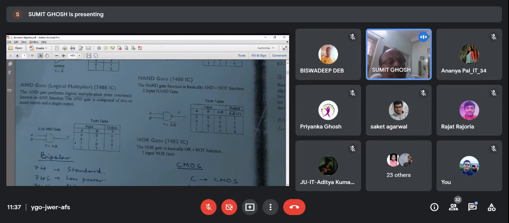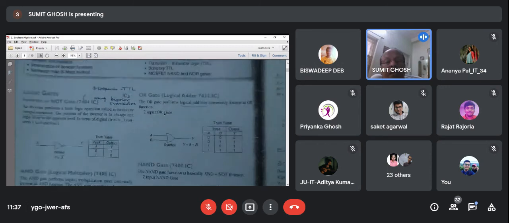It is basically multiplication. It is called a logical multiplication. So 0 into 0 is obviously 0. 0 into 1 is 0. 1 into 0 is 0. 1 into 1 is 1. But we don't say multiplication like that. We don't say 0 into 0, but we say 0 and 0 is 0. 0 and 1 is 0. 1 and 0 is 0. 1 and 1 is 1. So this is an AND gate. Is it clear? Yes, sir.